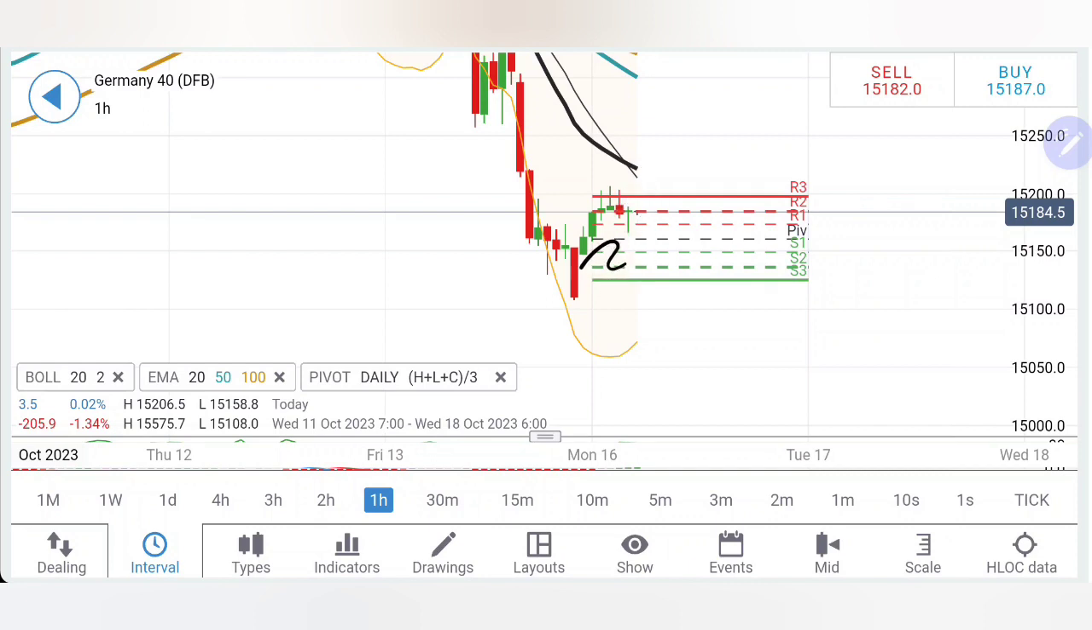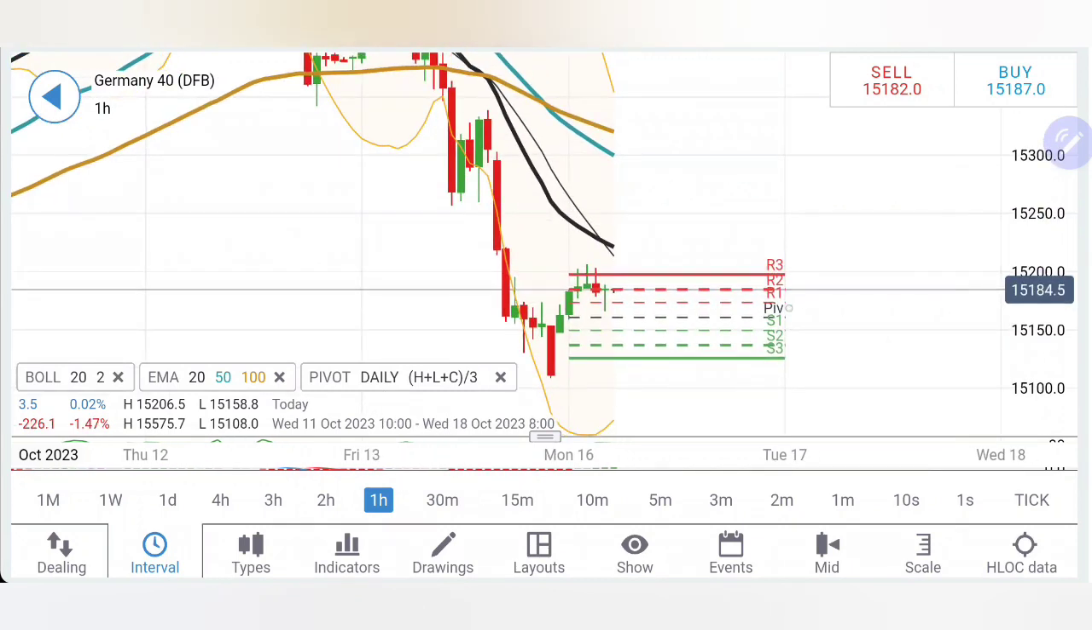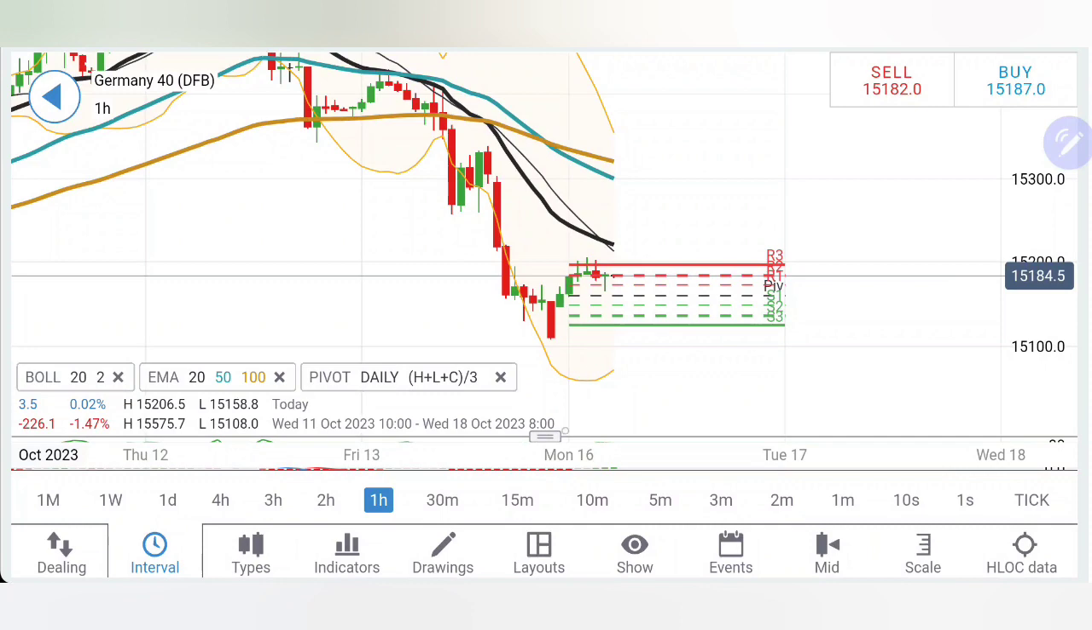Now, if you look at the hourly chart, a major reversal is seen from close to 15,100. And with that, it is trying to achieve the next resistance zone here at 15,240, 260. This is the first strong resistance zone. And then 300, 330 levels. These are two levels which we should be watchful of.